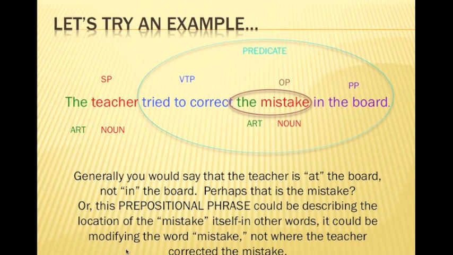Generally, you could say that the teacher is at the board, not in the board. Well, maybe that's the mistake in this sentence? Well, let's keep thinking, because guess what? Prepositional phrases are not always just adverbs. This prepositional phrase could be describing the location of the mistake itself. In other words, it could be modifying the word mistake, not just telling us where the teacher actually corrected the mistake.